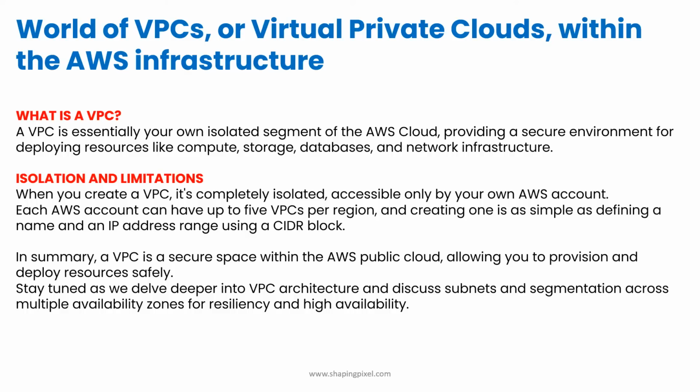Each AWS account can have up to 5 VPCs per region, and creating one is as simple as defining a name and the IP address range using a CIDR block. In summary, a VPC is a secure space within the AWS public cloud, allowing you to provision and deploy resources safely. Stay tuned as we delve deeper into VPC architecture and discuss subnets and segmentation across multiple availability zones for resiliency and high availability.